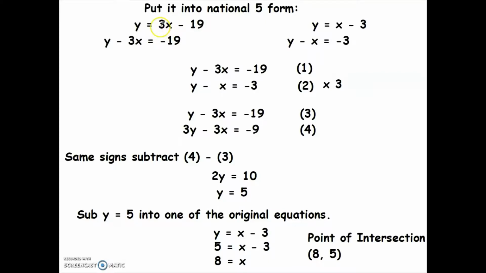So what I can do here is subtract 3x from the right hand side, giving me y subtract 3x equals negative 19. On the right, I've got y equals x subtract 3, and what I can do here is again get my numbers on the right hand side and my letters on the left by subtracting x, giving me y subtract x equals negative 3. And that gives me two simultaneous equations that I can use to then find the values of x and y.